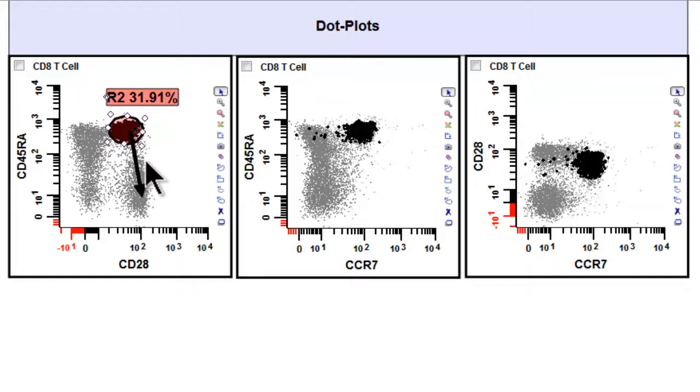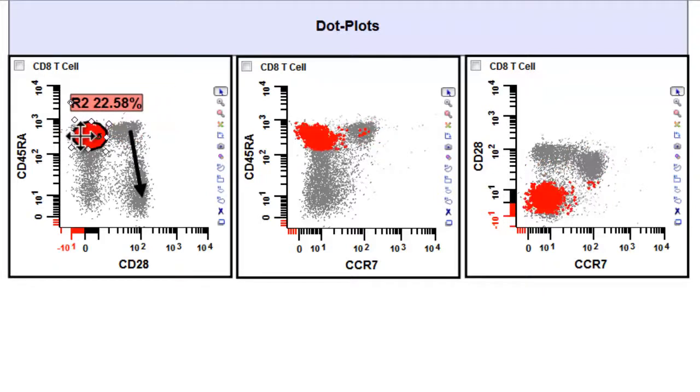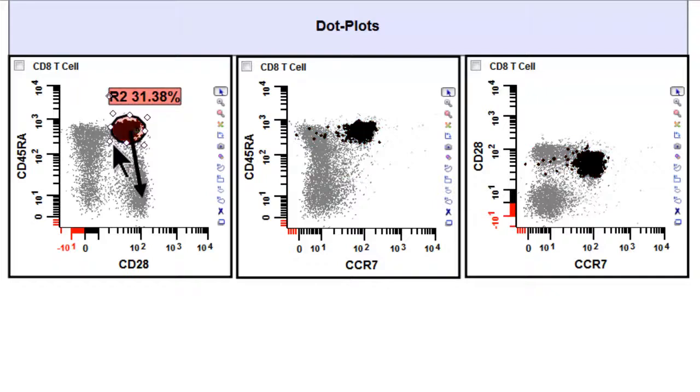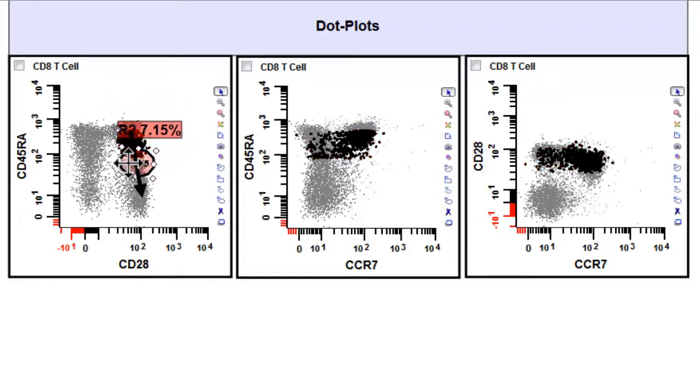Now, the next thing we need to know is the initial direction of the progression. So we need to know whether this region is going to go this way, or does it go down, or in some other direction. So we know that the initial thing that happens in this progression is that CD45RA downregulates. So it goes down in the direction of that arrow.